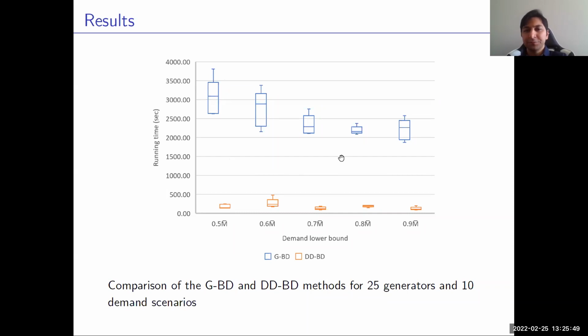In fact, the order of magnitude for the improvement is about 10 for these different size categories. So this shows the potential of the DDBD approach to solve this challenging problem class, which is the unit commitment problem.